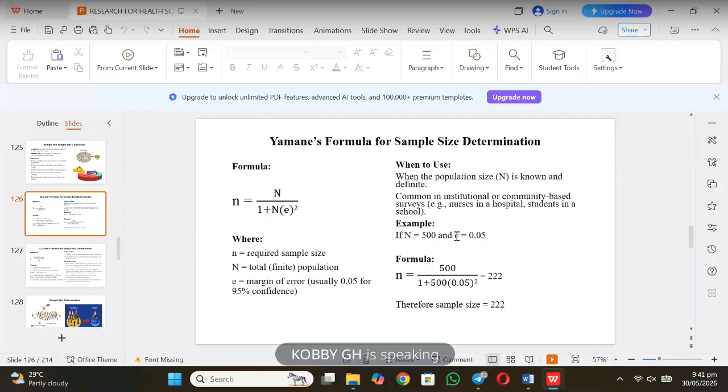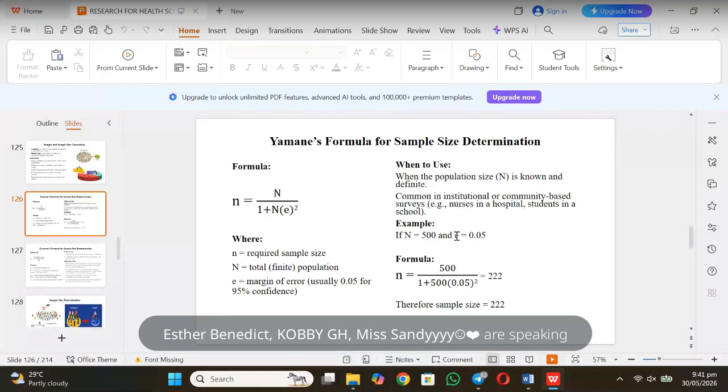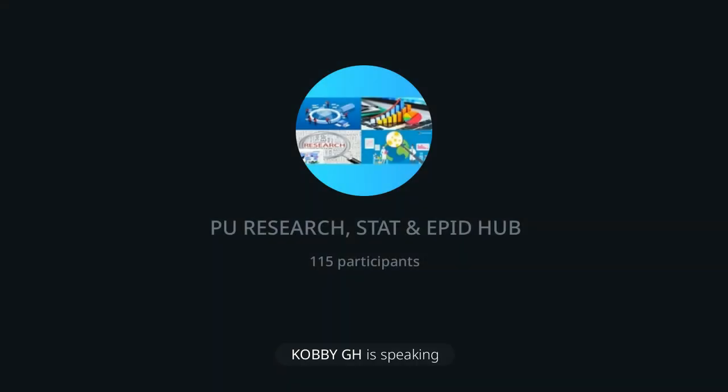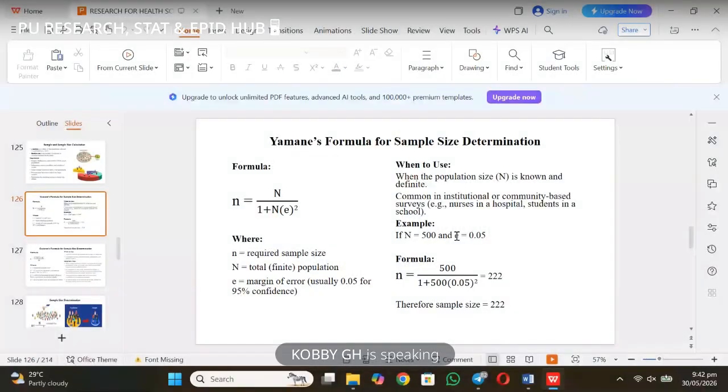We did this in class. Yes, 0.02. Okay, simple as that. So the e will be 0.02. Sometimes we can choose to give you the confidence level. Sometimes we can choose to give you the significance level directly. Okay, let's come to Cochran's formula.